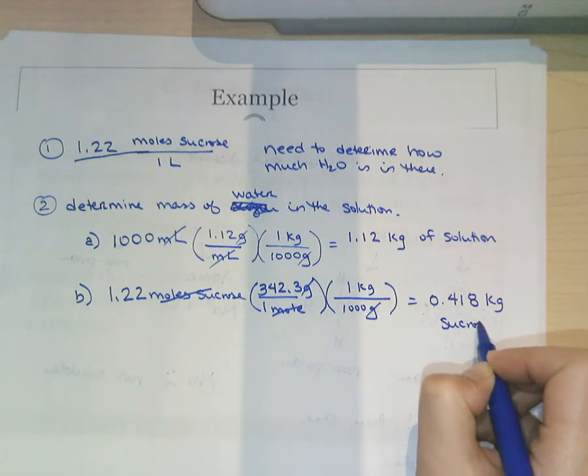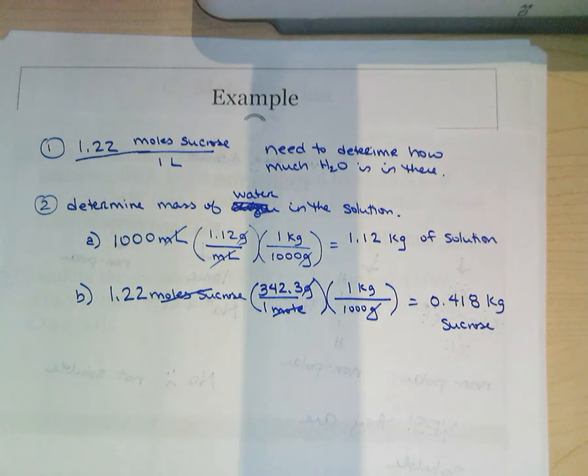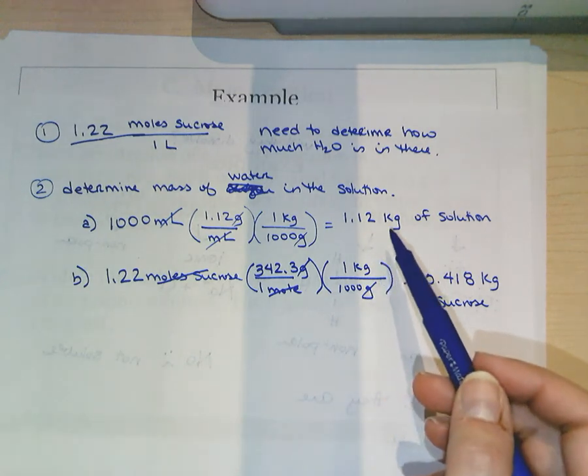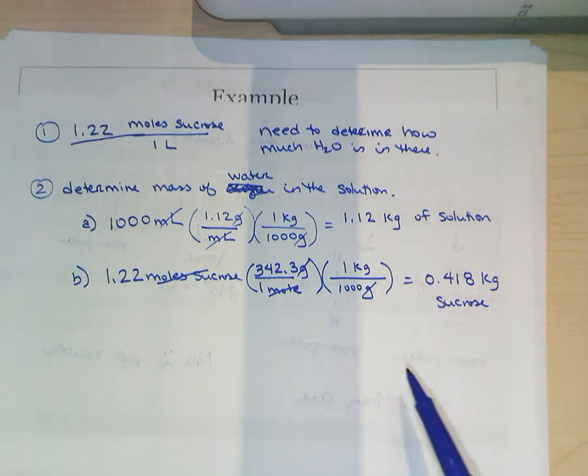I know that in my solution I have 0.418 kilograms of sucrose. So I know the whole thing is 1.22 kilograms. The sucrose portion of it is 0.4. How do I get the water by itself? I do a subtraction.